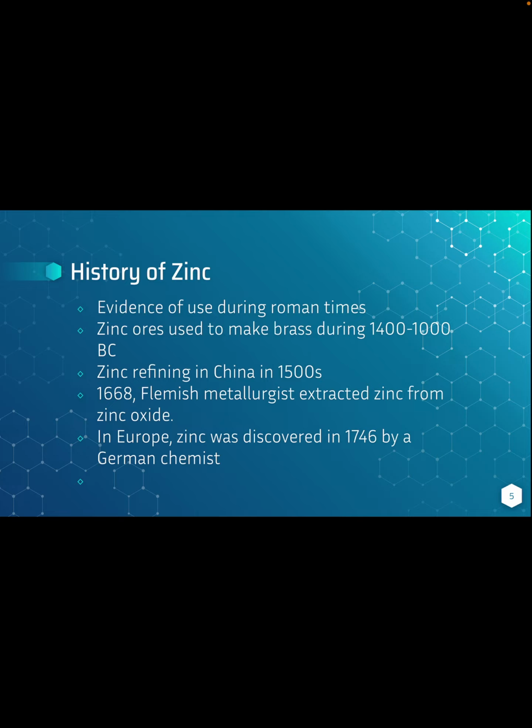If you were to Google when zinc was discovered, it would probably say either 1668 or it would say 1746. In 1668, there was a Flemish metallurgist, and he extracted zinc from zinc oxide. In Europe, though, zinc wasn't discovered until 1746, and that was by a German chemist. So really, the main official discovery and the official name of zinc was in 1746.